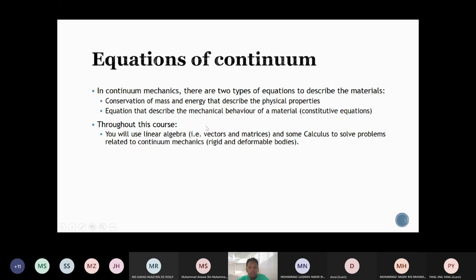So in this course we will use a lot of vectors and matrices, or linear algebra, and a bit of calculus to solve some problems related to continuum mechanics. So that's why you need your calculator. Similar to subjects like FEM. In FEM you have a matrix, but the FEM matrix is very big. In continuum mechanics, the matrix usually ends up 4x4 at most. So you need to use a calculator to invert some of these matrices. Okay, so that's it about the introduction.